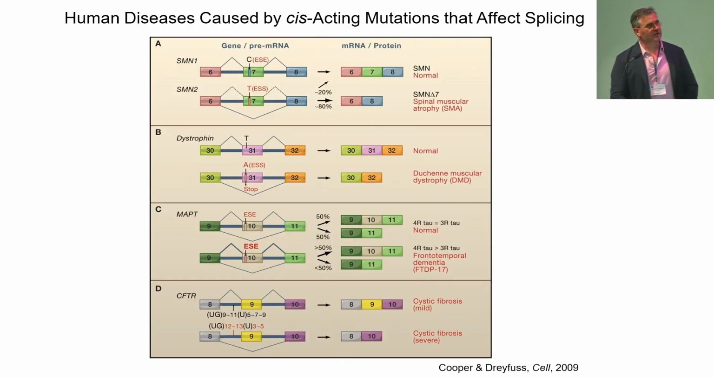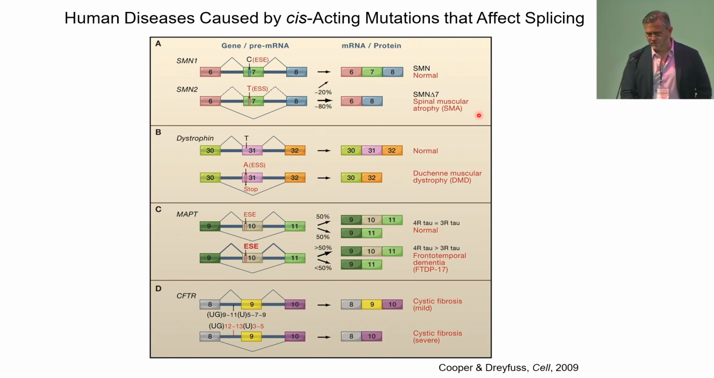And so there are many human diseases that are caused by mutations that affect splicing. Just shown here are a few. So one of these is called spinal muscular atrophy, where this C is a T. It's a little complicated because it's actually a second gene, but this C to T change causes this exon to be skipped.